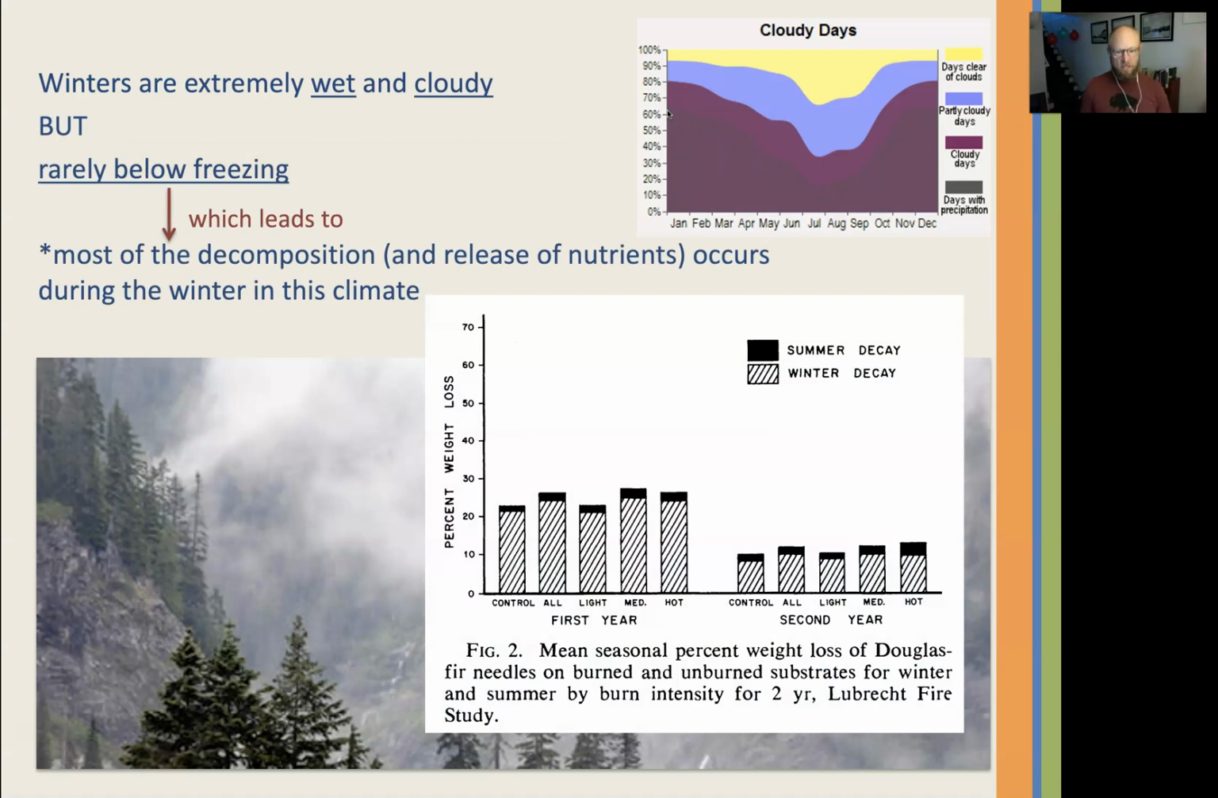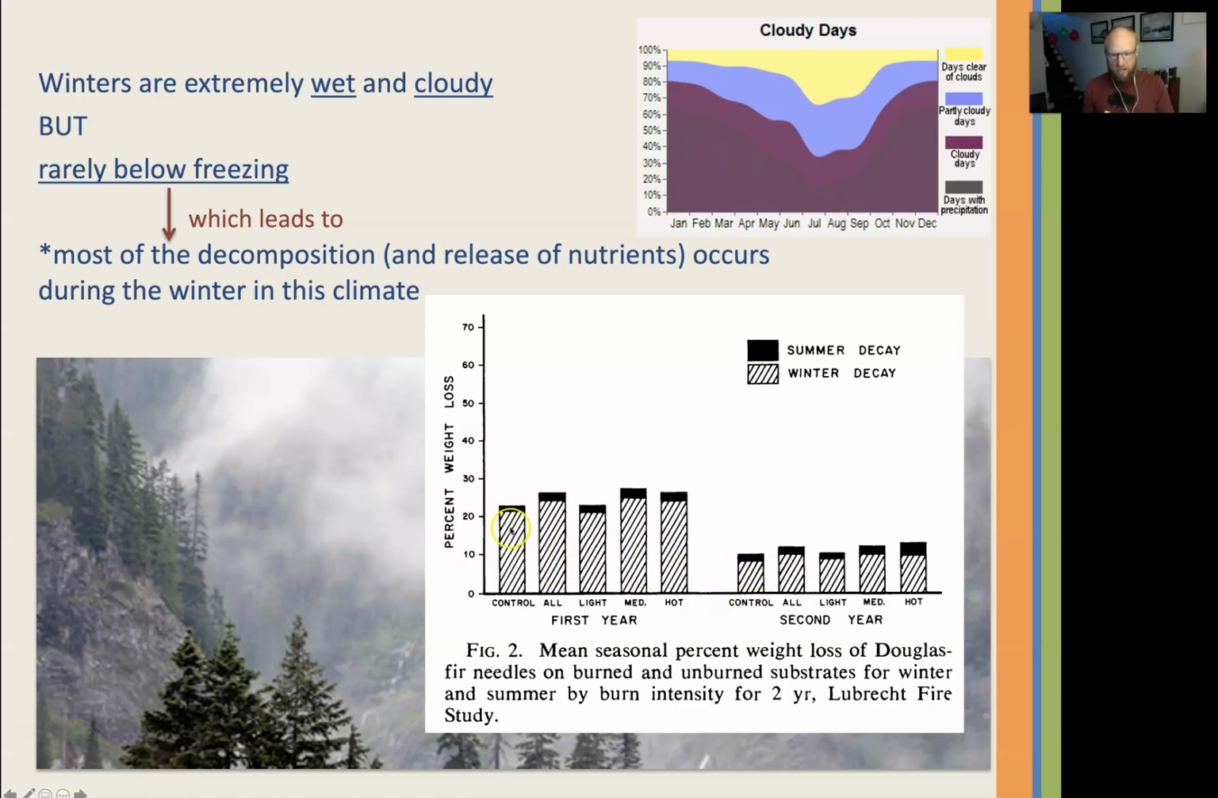So here's just a figure showing when the amount of decay occurs. This is percent weight loss of leaves. They did an experiment much like we're doing in class with Douglas fir needles. And they did this with different treatments. You don't have to worry about that. Just look at the control in the first and second years.